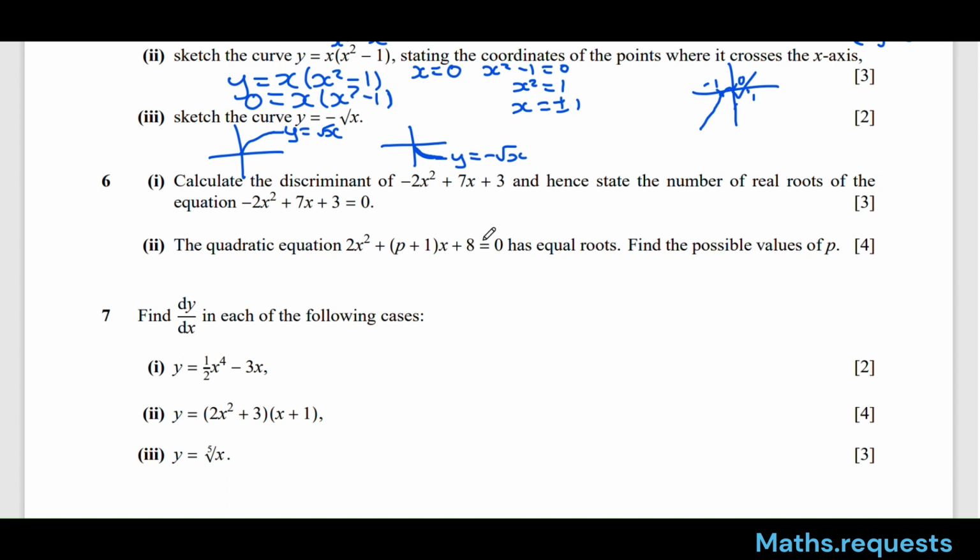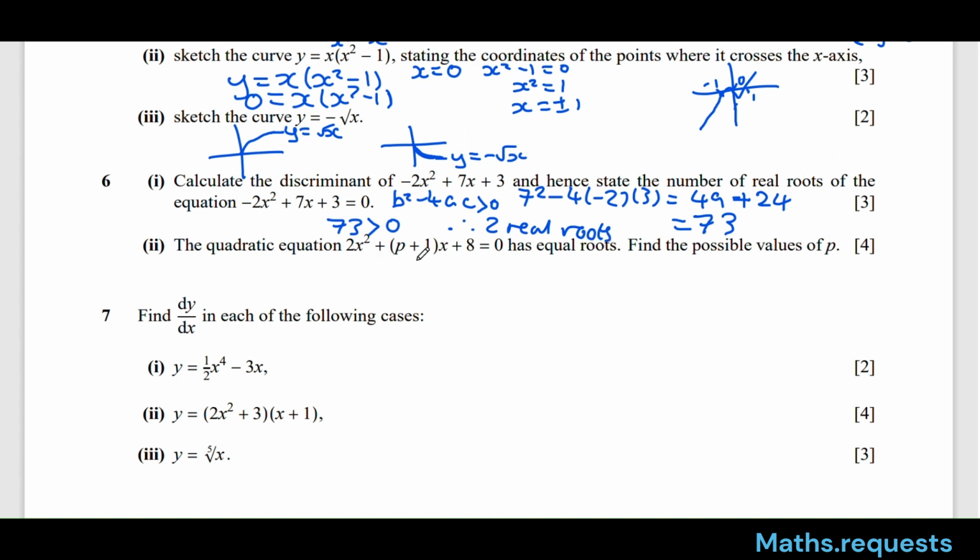Calculate the discriminant of minus 2x squared plus 7x plus 3. Okay, so the discriminant is b squared minus 4ac. So in this case, 7 is b, minus 2 is a, and 3 is c. So 7 squared minus 4 times minus 2 times 3, which is the same as 49 plus 24, because the minus times minus is plus, which equals 73. And state the number of real roots of the equation minus 2x squared plus 7x plus 3. So 73 is more than 0, so b squared minus 4ac is more than 0, and therefore it has 2 real roots.